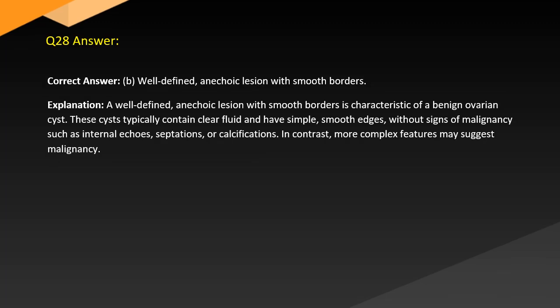Answer. Correct answer: B. Well-defined anechoic lesion with smooth borders. Explanation: A well-defined anechoic lesion with smooth borders is characteristic of a benign ovarian cyst. These cysts typically contain clear fluid and have simple, smooth edges without signs of malignancy such as internal echoes, septations, or calcifications. In contrast, more complex features may suggest malignancy.